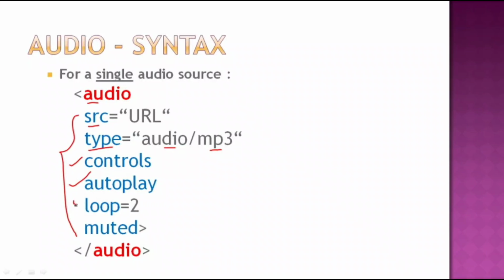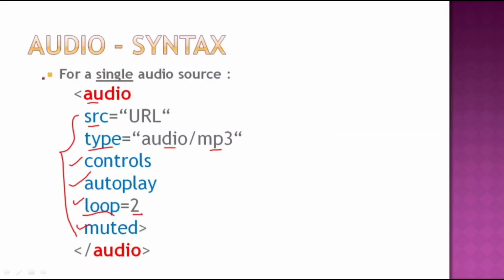And the number of times the file should be played is controlled by the attribute of loop with a value in number. Now in this case the value is 2. This means the file will be played once till the end and again restarted and played twice. When we specify the attribute of muted, the user will not be able to hear any audio sound. And then we can close the audio tag.